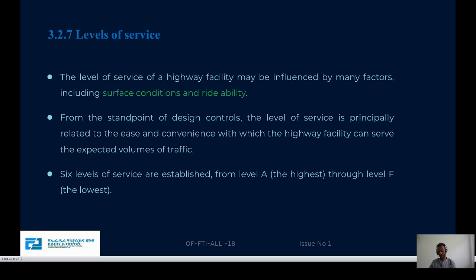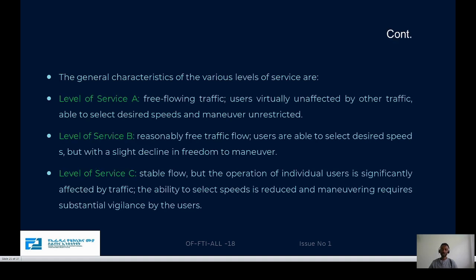It is from level A up to level F. Level A is a high level of service, and level F is a low level of service. So in level A, the road has free flow of traffic. The speed is unrestricted, and we drive at selected desired speeds.